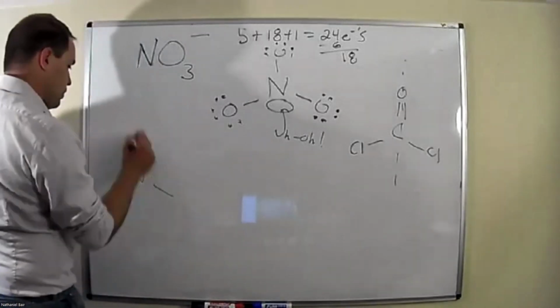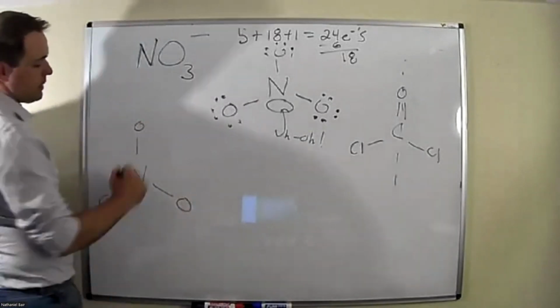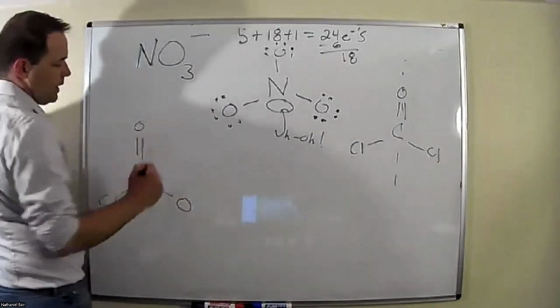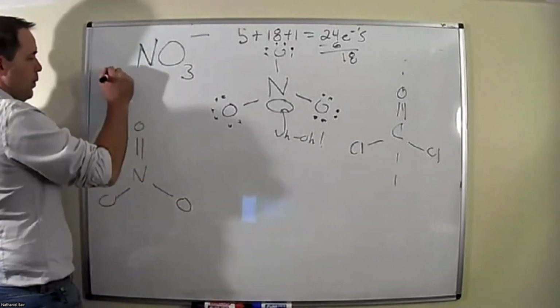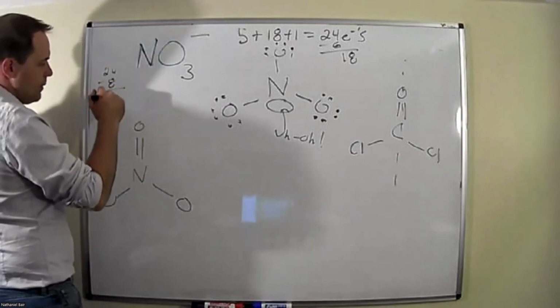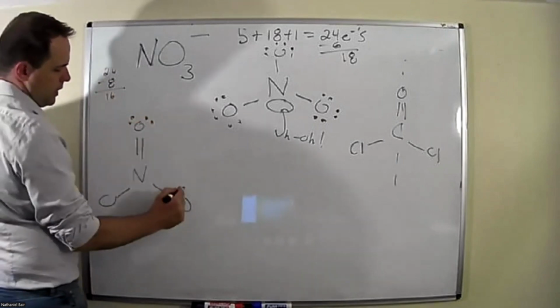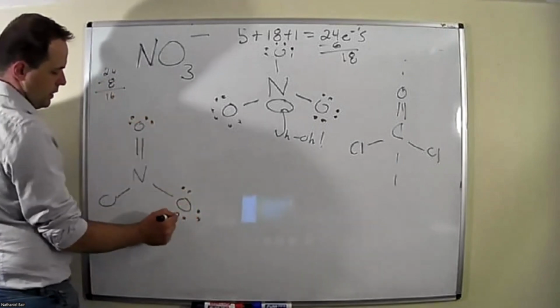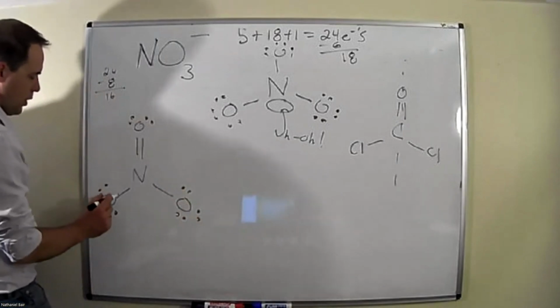Okay, so you need to draw all 3 structures. Now, myself, personally, I like to start with the double bond at the top. That's just me. You do you, right? So 24, I've spent 8, leaves me with 16. So that's a 2, 4, nitrogen's happy, 6, 8, 10, 12, 14, and a 16, folks.